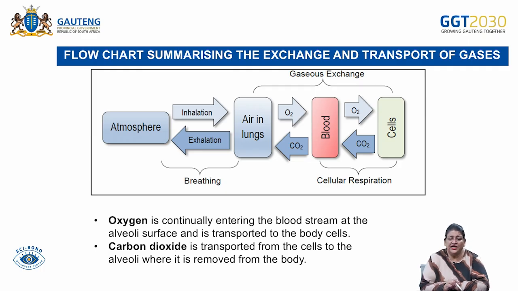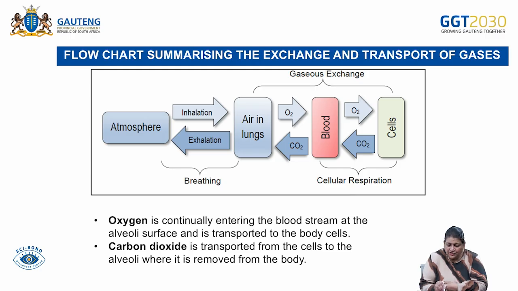Here is a flow chart showing you gaseous exchange and transport of gases. Here's the air, the atmosphere. So we're going to breathe air in, right? And how are we going to do that? We're going to pull air in, and when we do that, our diaphragm is going to contract and move down. The intercostal muscles are going to move up and out. That's inhalation. And air is going to come in rich in oxygen.